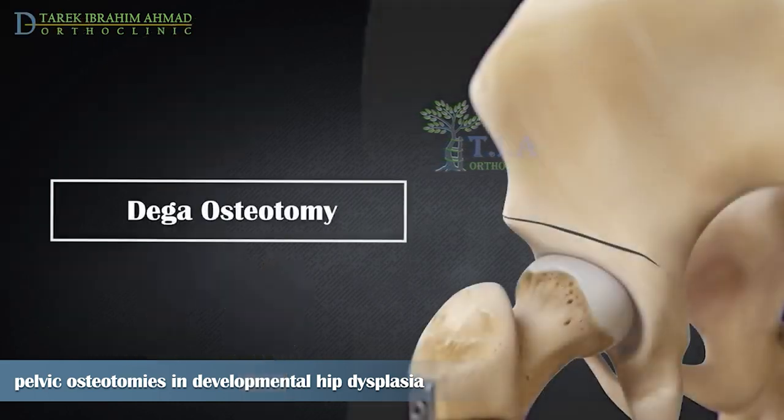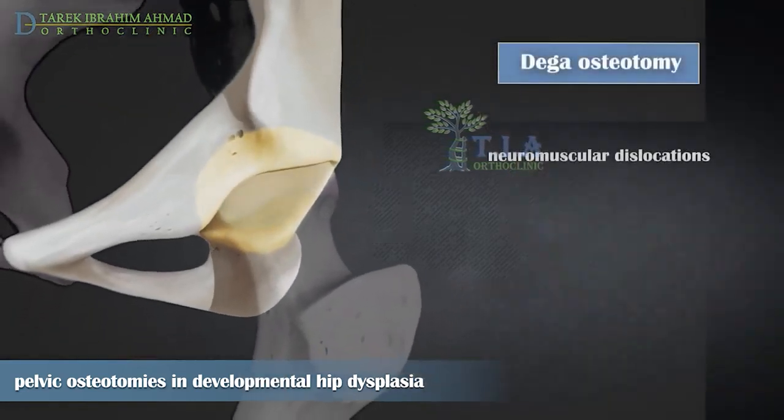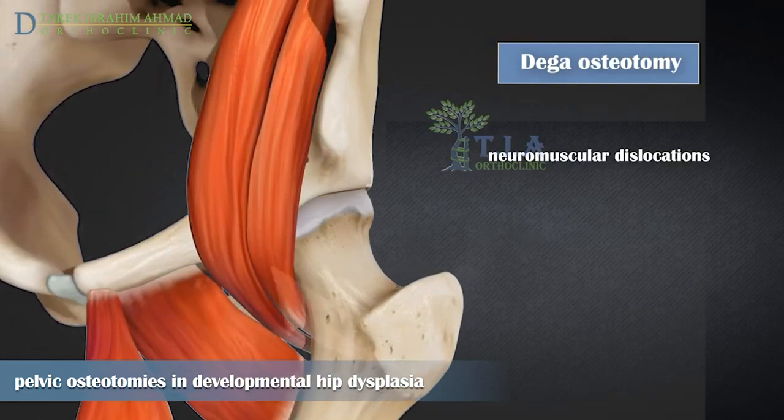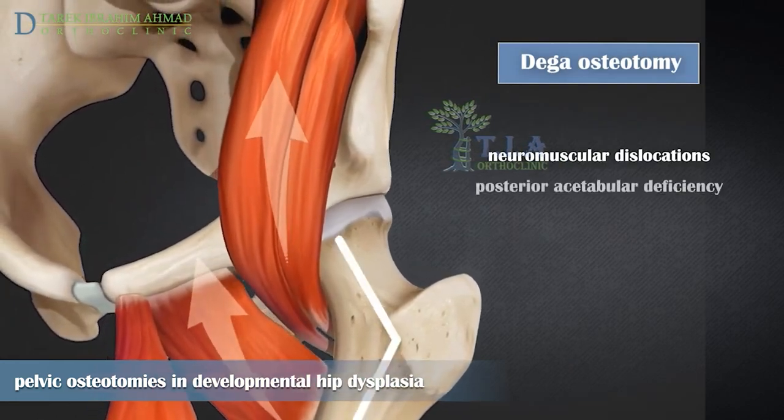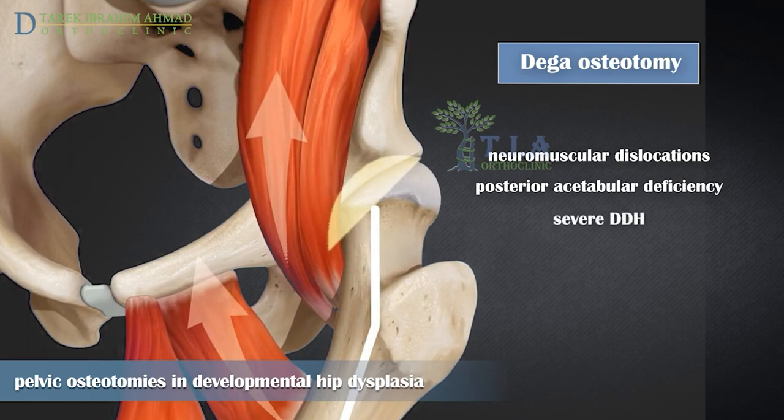Dega osteotomy. Dega osteotomy is favored in neuromuscular dislocations such as cerebral palsy, in patients with posterior acetabular deficiency, and for severe cases.